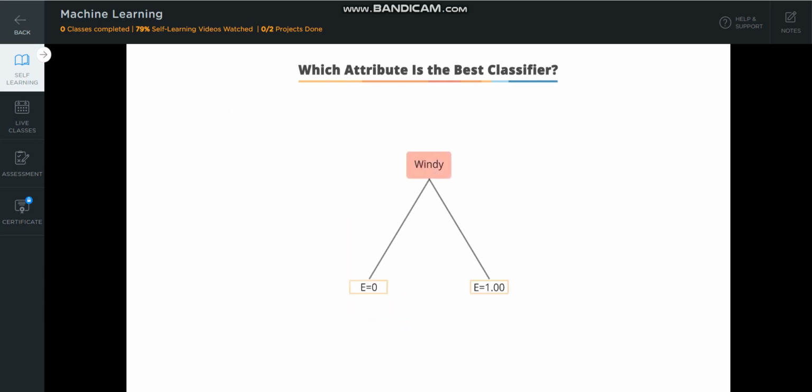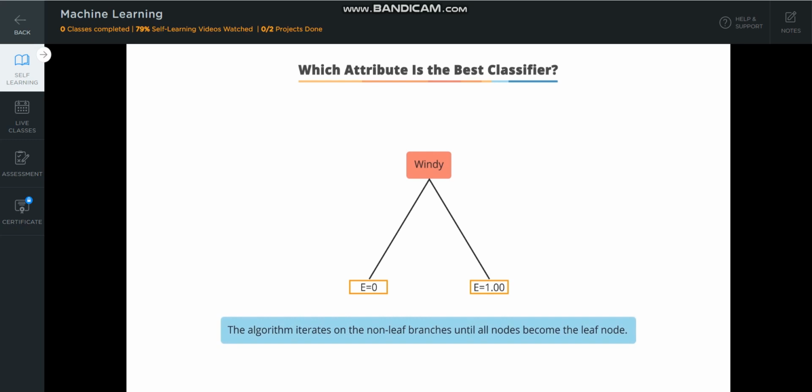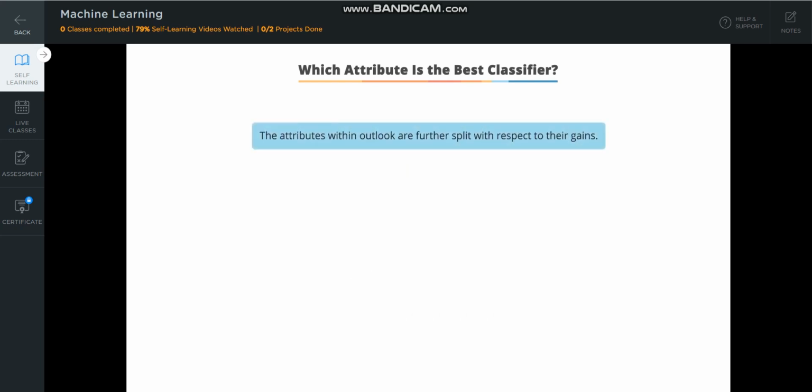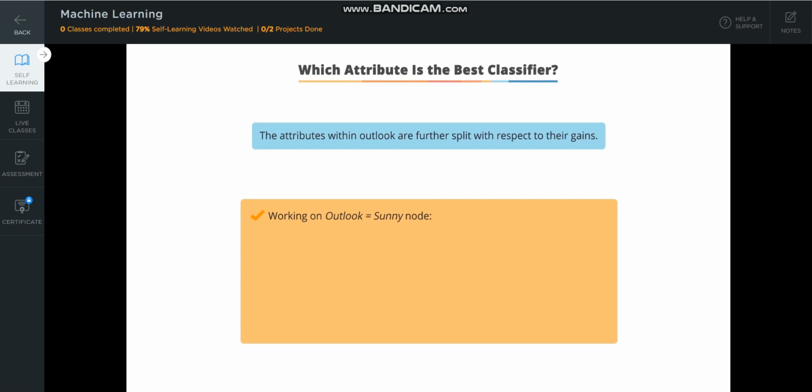Step 4, a branch with entropy of 0 is a leaf node, and a branch with entropy greater than 0 needs further splitting. Step 5, the algorithm iterates on the non-leaf branches until all the nodes become leaf nodes that cannot be further split. Following Step 5 of the algorithm discussed, the attributes within Outlook are further split with respect to their gains. Working on the Outlook equals sunny node.